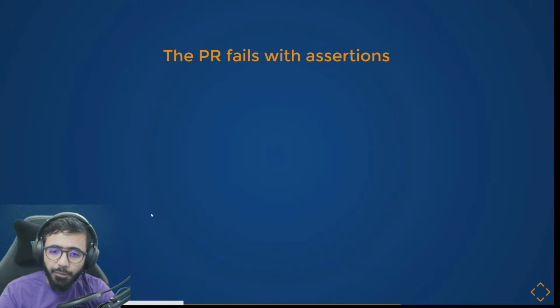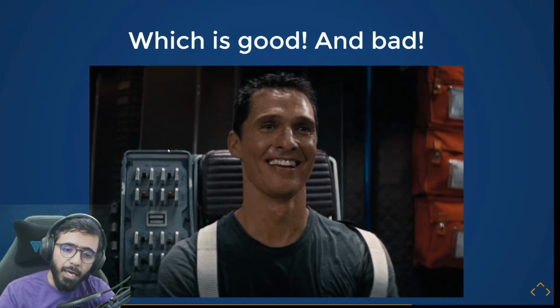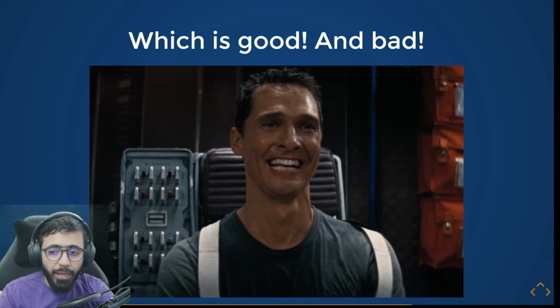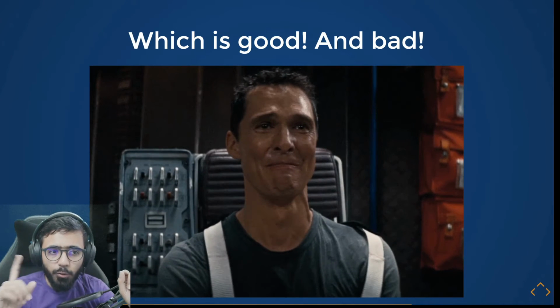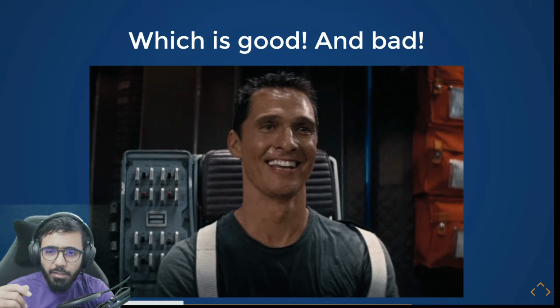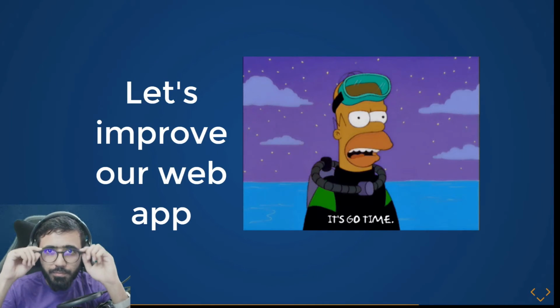Installable manifest is also failing. Offline start URL fails, service worker fails, works offline fails. All of these assertions are failing right now, and we are going to fix this. Now, this is good and bad at this moment. Why? Because we know what to fix, and bad is that we haven't fixed it yet. So let's do it. Let's improve the web app.